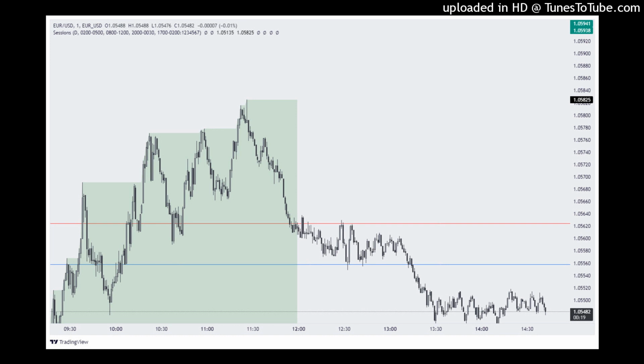If we take a look at GBP US dollar right here, what do we see? We also have this daily fair value gap sitting right there, which we can potentially continue lower off of. So that again is quite interesting heading into tomorrow. Is it more interesting than Euro US dollar? Let's take a look. Euro US dollar right here. Also again, quite interesting right there.